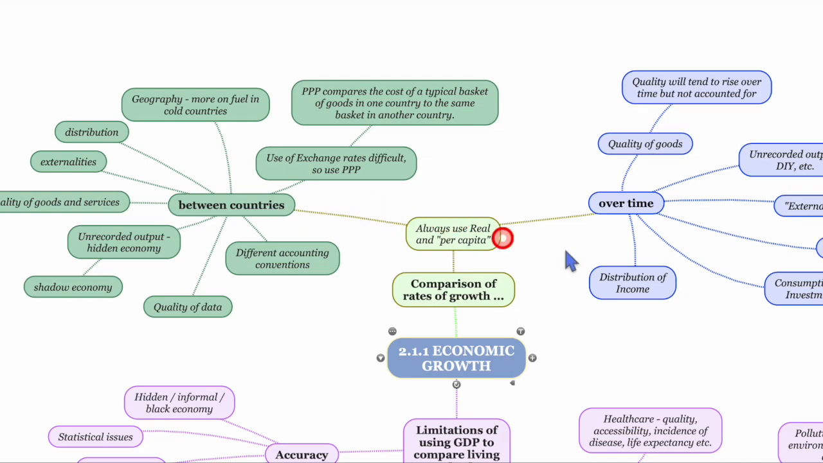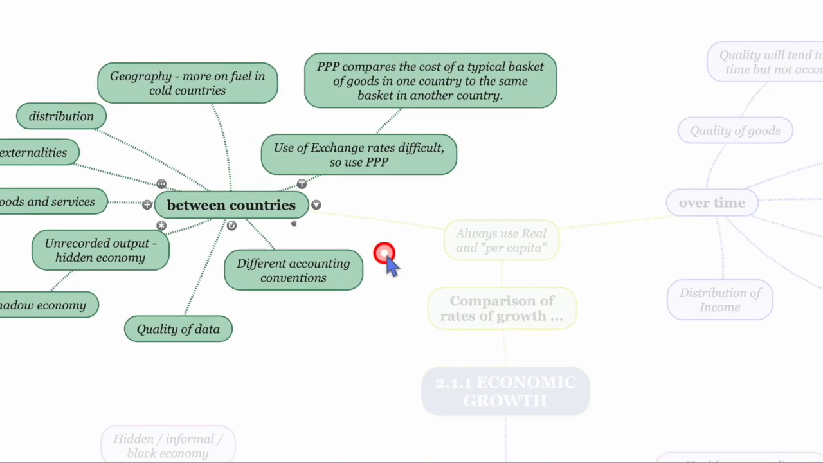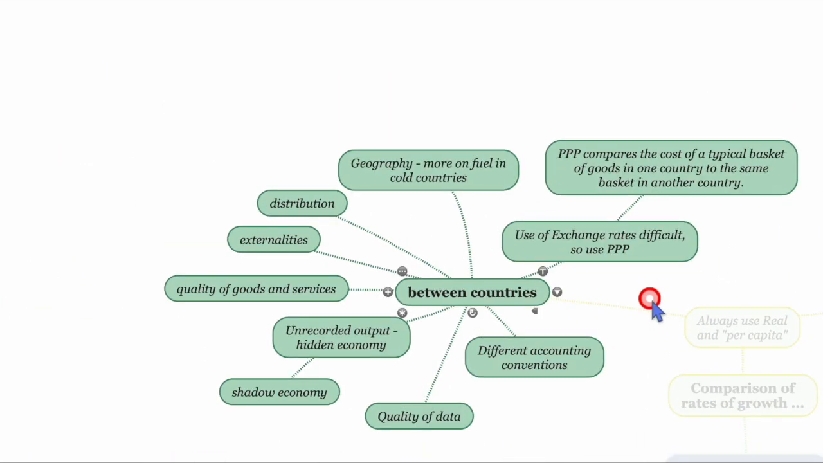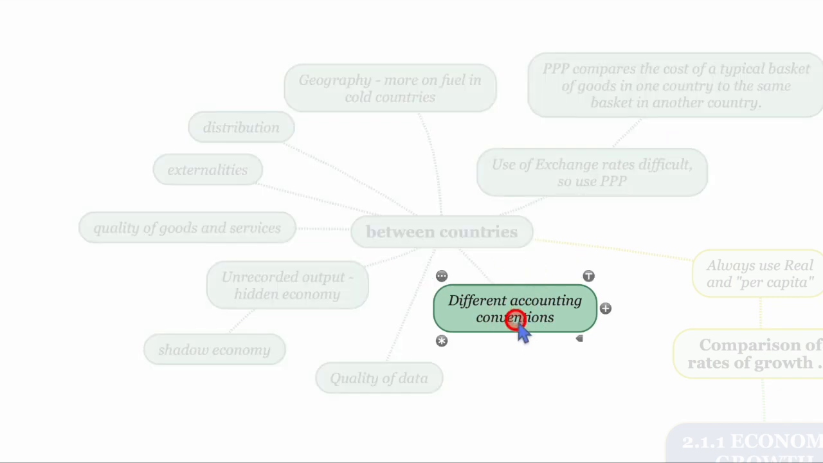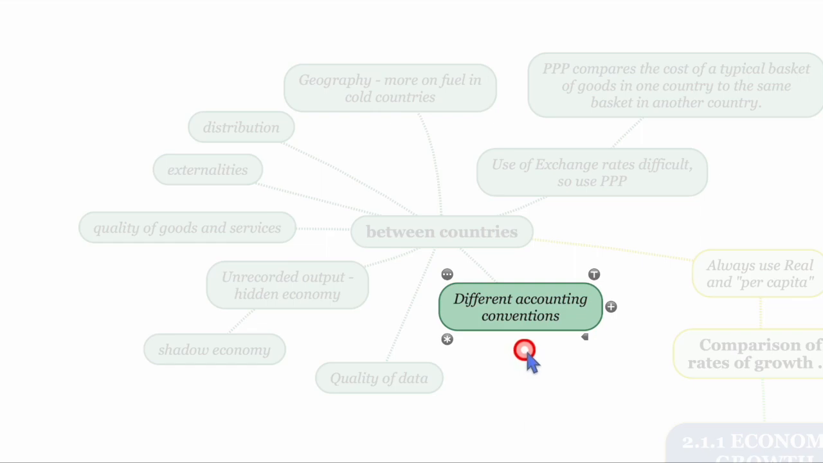But when we're comparing between countries, we've got to consider different things. So this part of the mind map shows the different things we've got to consider. The first thing is that different countries are going to have different accounting conventions. They're going to include things in the GDP figures that other countries don't. So as a small point, that's quite important, though, to recognise that the conventions are different.